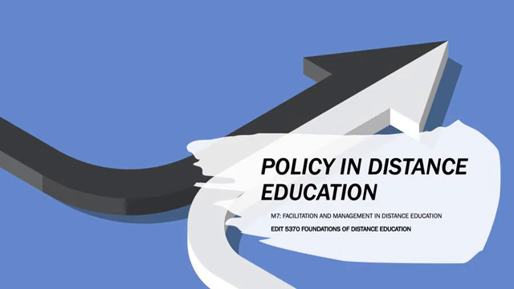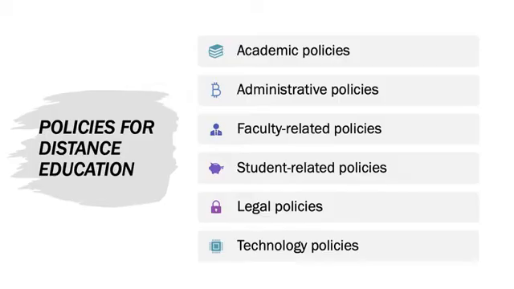This brief presentation will talk a little bit about policy for distance education, but you will find more information through the articles that I posted next to this video. There are several different policies at different levels and different types. 6 of them: academic policies, administrative policies, faculty-related policies, student-related policies, legal policies, and technology policies.